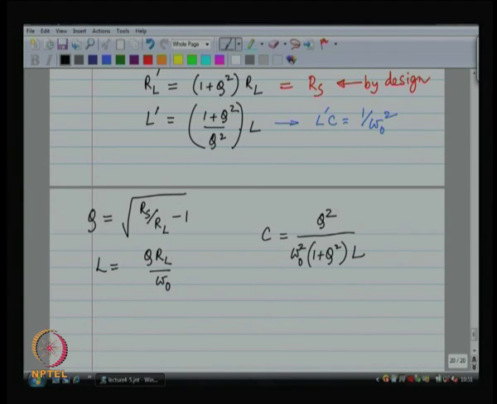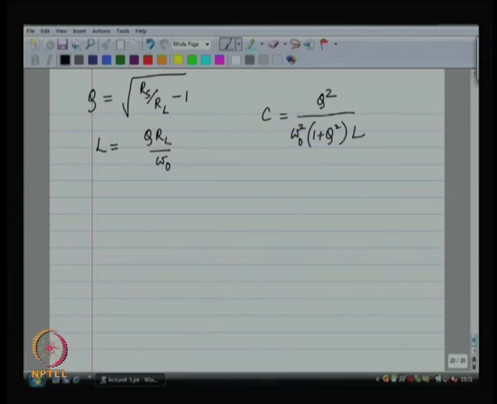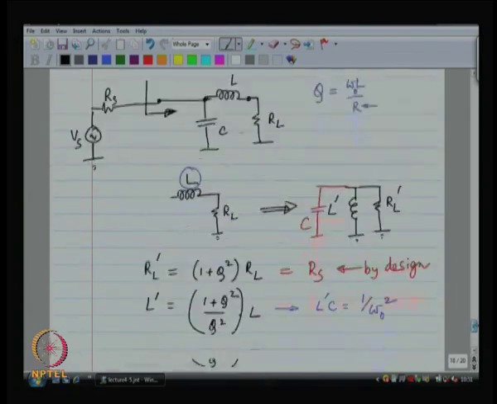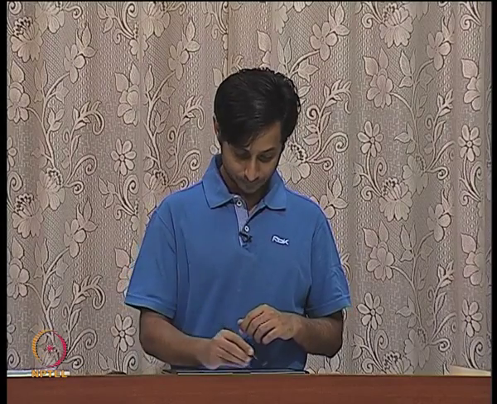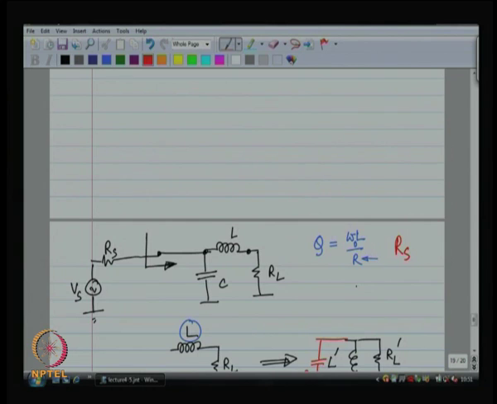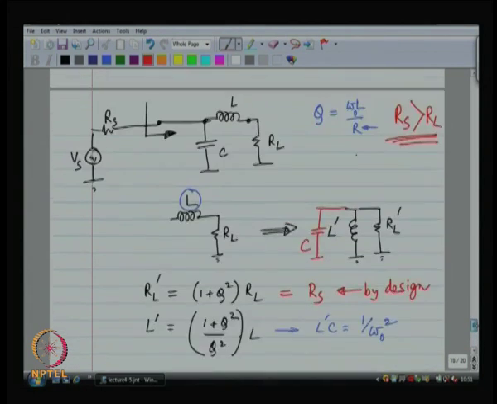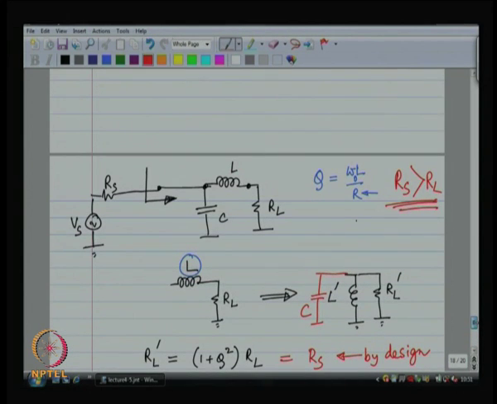Something like this. Okay. So, what are the problems here? This matching network does not work when R L is more than R S, in which case the previous matching network works. This matching network works only when R S is more than R L. Fine. What else can we do?